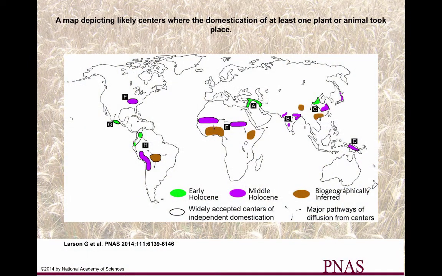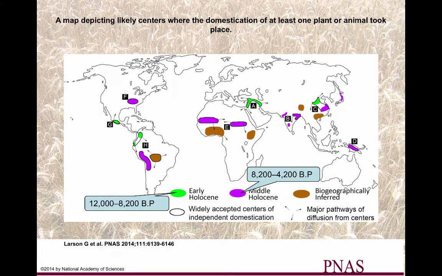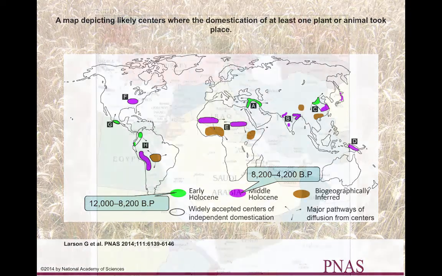And here's another map just showing you a couple of things, a little bit more like a sequence. We have some areas that were developed in the early Holocene, other ones in the middle Holocene, and the solid line around those colors indicates that they're widely accepted centers of domestication. The brown areas indicate what's inferred, meaning that there are domesticated plants there, but there's not really any archaeological data. It's sort of what we see today, and we infer that that was an area of domestication. So a little bit of research to do there, I guess.